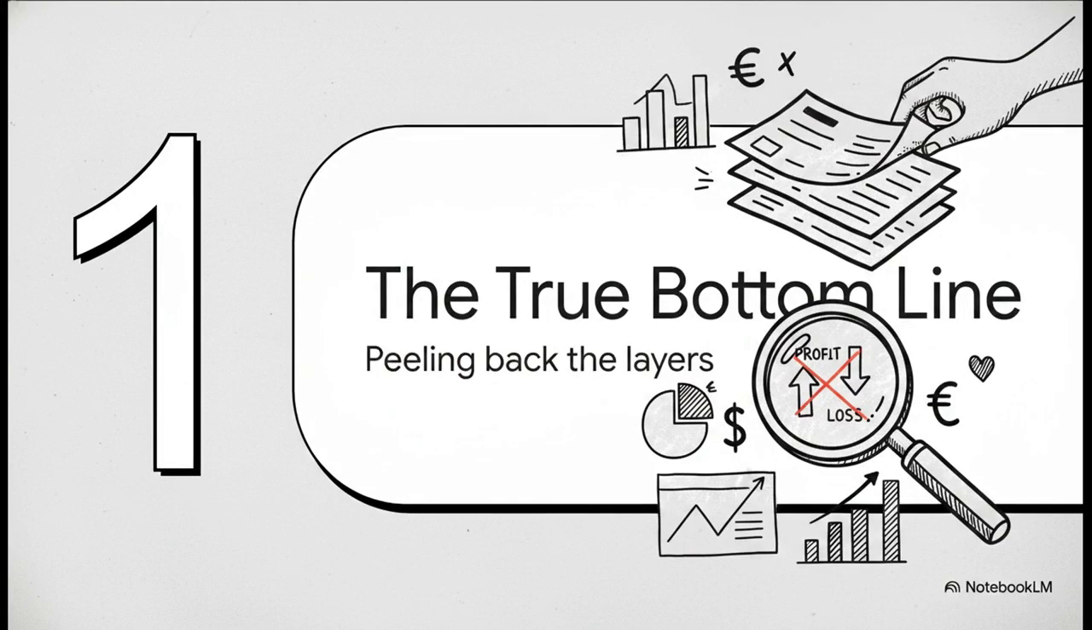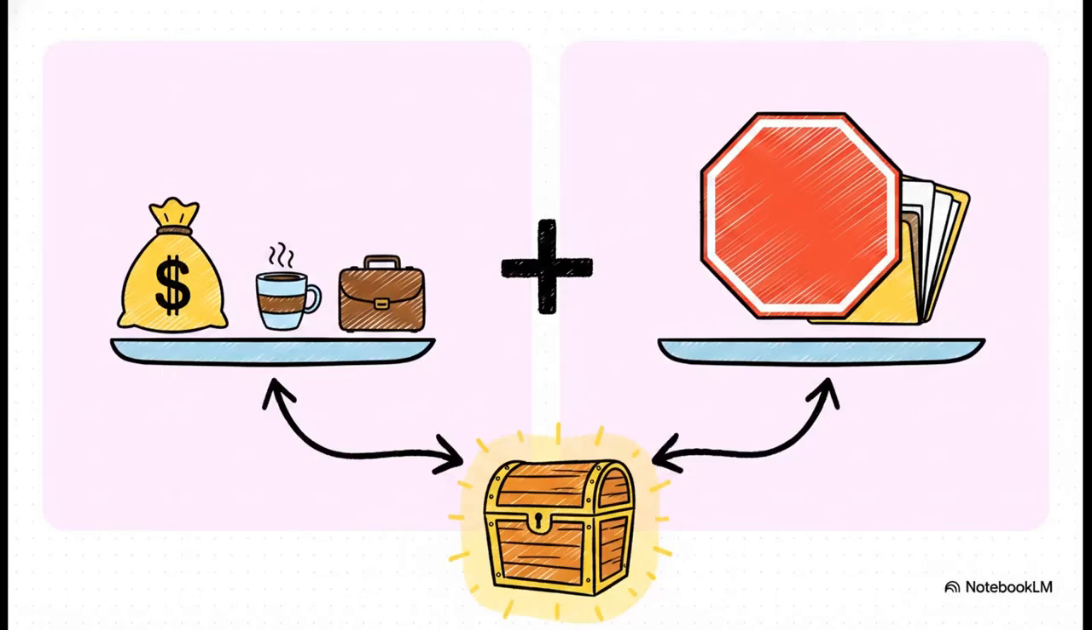Okay, let's jump right into Section 1, the true bottom line. This is all about peeling back the layers of income. When most people glance at an income statement, their eyes just immediately dart straight to that profit or loss figure, right? They think, awesome, we made money, or uh-oh, we took a hit.